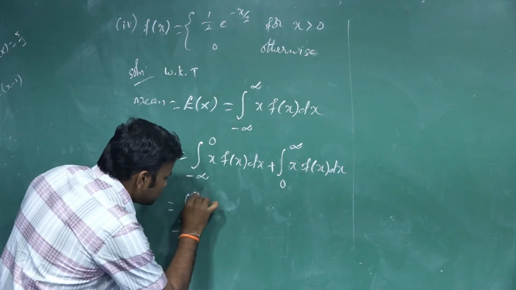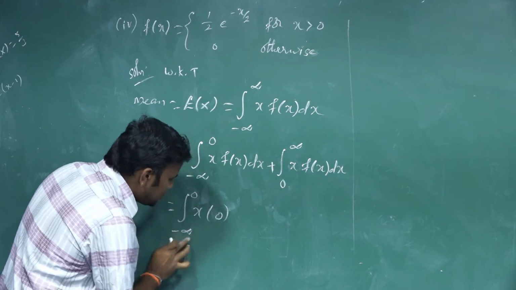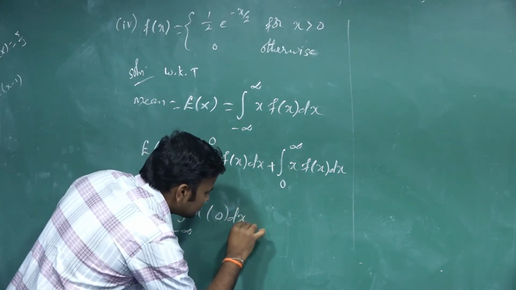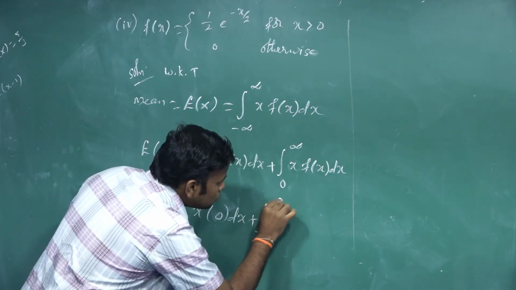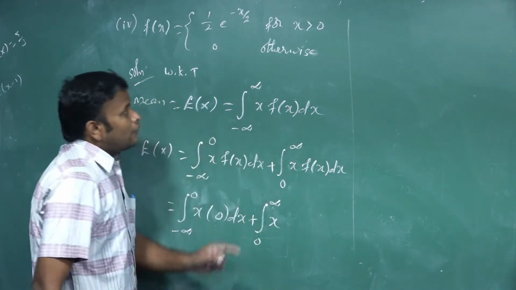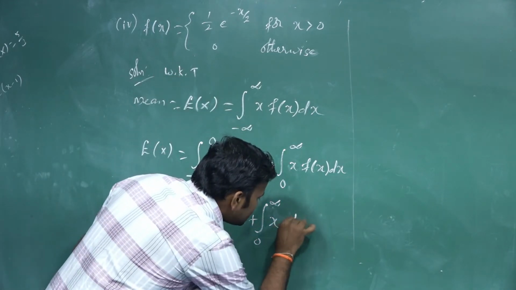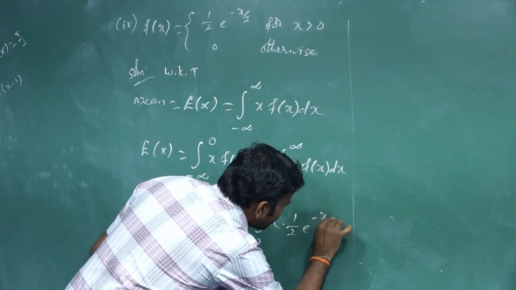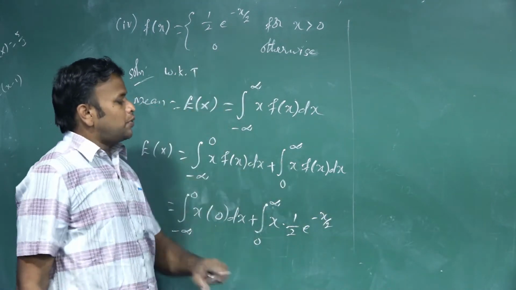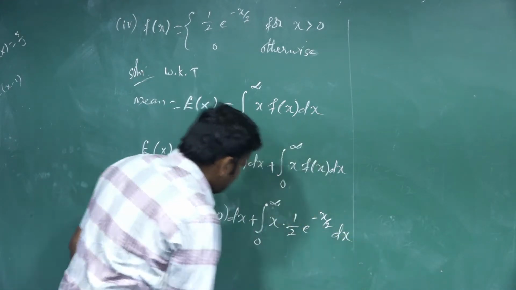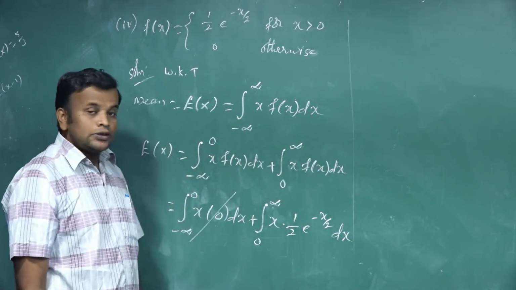Minus infinity to 0, x. In this interval f of x is defined as 0, into dx. Plus 0 to infinity, x. When x is greater than 0, f of x is defined as 1 by 2 e power minus x by 2, the value of f of x, into dx. 0 times anything is always 0.